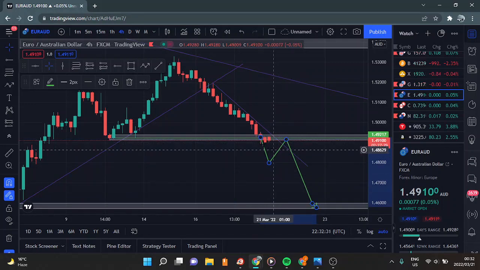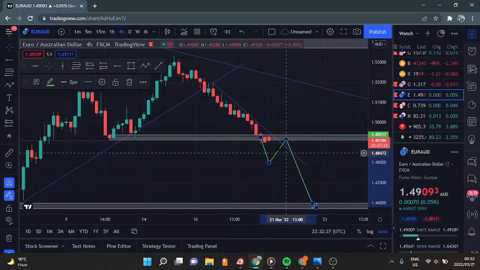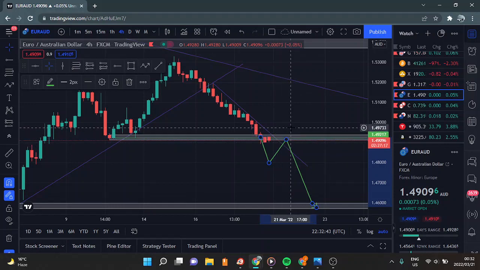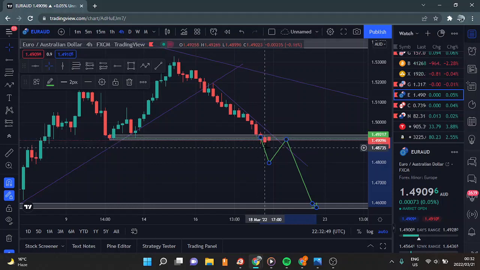Don't just enter here, because if you enter here, the market can come back and hit your stop loss, then go in your direction. To be safe, you must enter where the price is cheap. You must buy where the price is cheap, sell where the price is high. That's what you must do all the time in the markets.